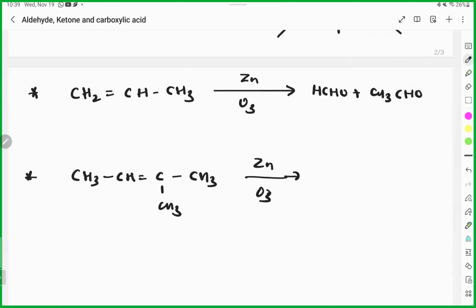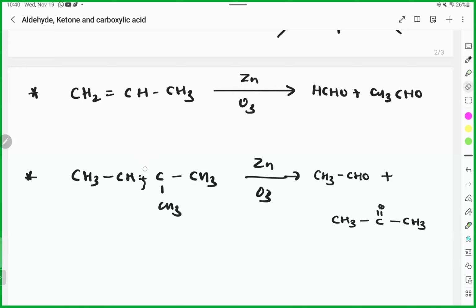If you add oxygen to this side, what will happen? CH3 or C or CH. Yeah. And the other side, CH3 C double bond O CH3. Yeah, got it? Any doubt? No, sir. Understood. So here we get a mixture of aldehyde and ketone depending on the nature of the reactant.